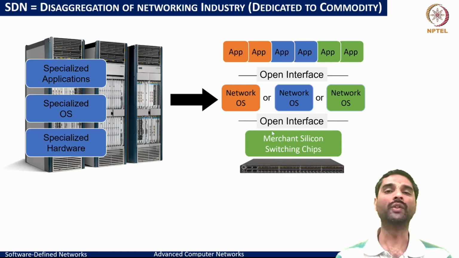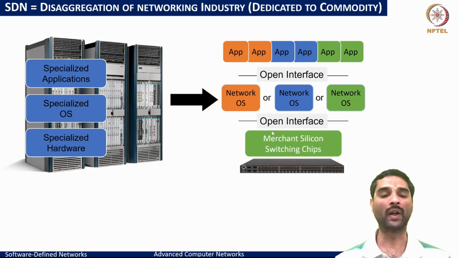And thus, this disaggregation of the network industry has had a wide impact in the evolution of 5G networks, telecommunication networks, and data center networks. And in fact, many campuses have started to deploy the SDN architecture for building campus and enterprise networks.